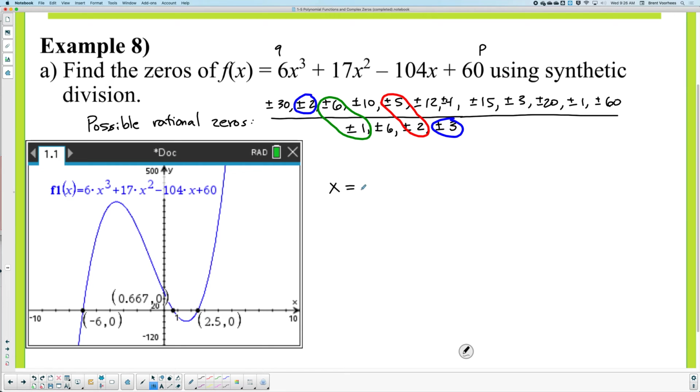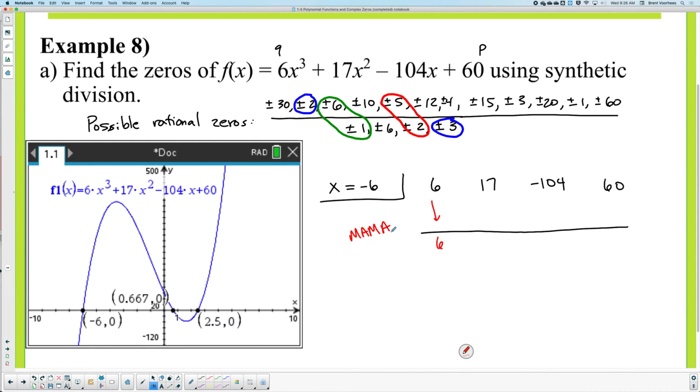So if you chose x equals negative 6, I'm going to do synthetic division here. Remember, you start with your highest power, the coefficient. What's the coefficient of x cubed? 6, followed by positive 17, negative 104, 60. Draw your line underneath. First term always drops straight down, and then we follow our mama. What did that mean? Multiply first. What is 6 times negative 6? Negative 36. Now we add.